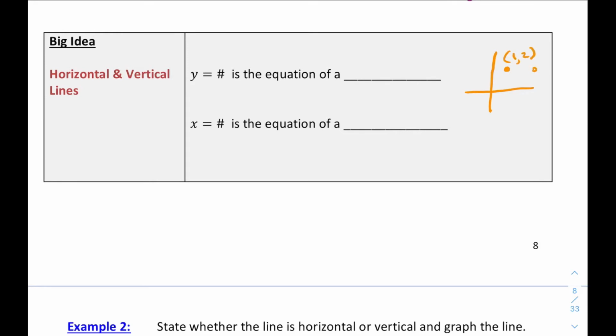Let's think about a couple of special kinds of linear functions. So if you have y equals some number, say you have y equals 2, that means that it consists of all the points that have y values of 2. So if I sketch all those points and connect them, they make a horizontal line.